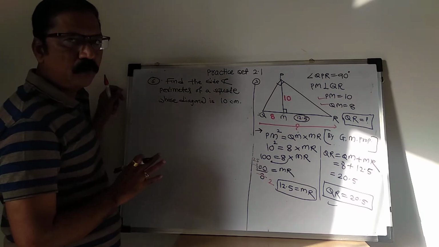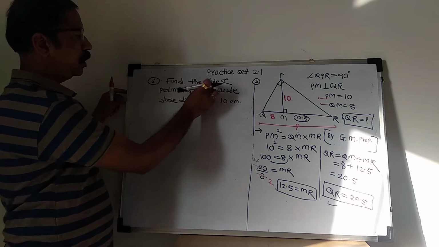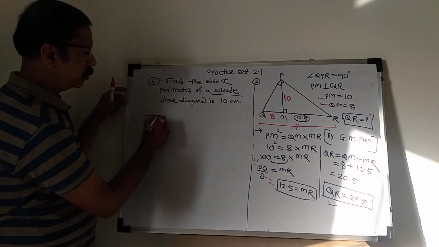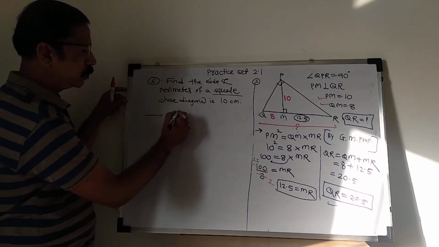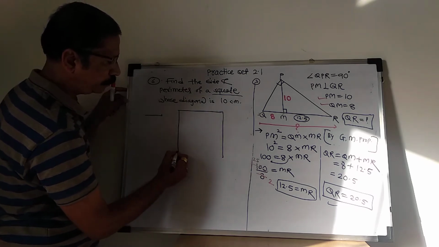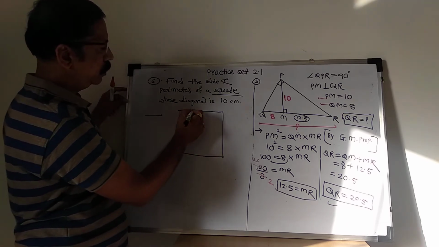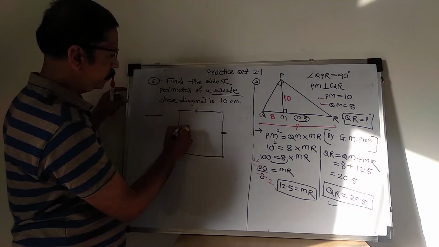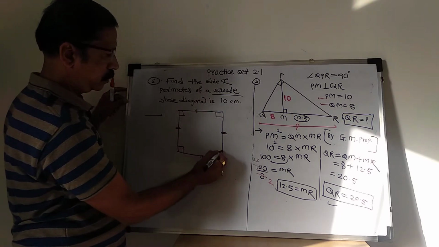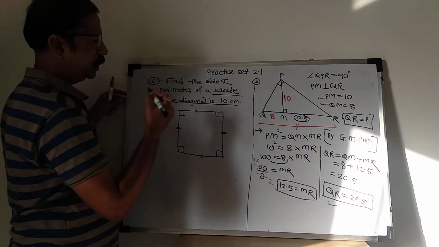As the diagram is not given, the important thing is to first construct it. You have to find the side and perimeter of a square, so our diagram should be of a square. Everyone knows the meaning of square. Square means a quadrilateral having four sides. All four sides are congruent and each angle is 90 degree. Diagonal is 10 centimeter.